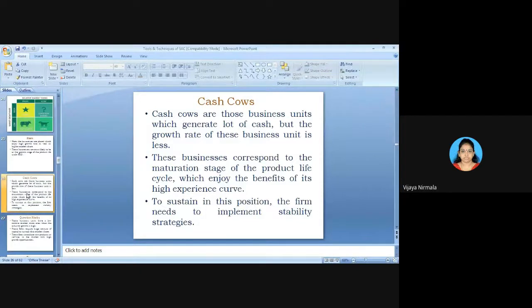In this stage, the firm focuses mainly on beneficial long-term opportunities and limited expansion. They should not go with more expansion, right? So that is market growth. They should move with long-term opportunities.